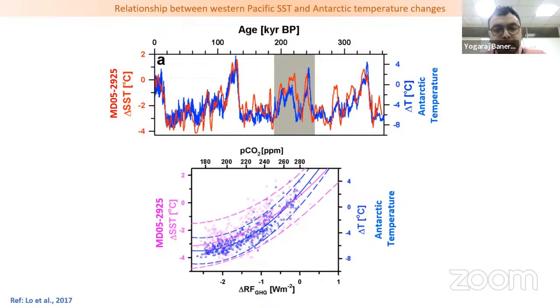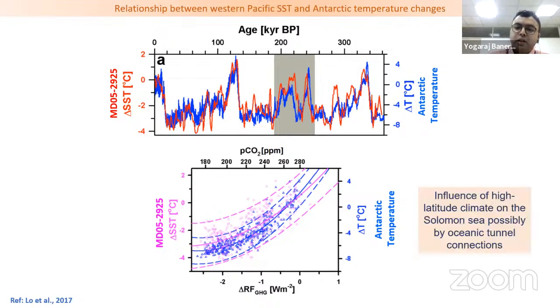And in panel B, it has been shown with both the records of temperature, the MD 2925 derived SST reconstruction and the temperature from the Antarctic region. If we compare it with the pCO2 concentration, both are very highly correlated. So it suggests that there is an influence of high latitude climate on the Solomon Sea, and this is possibly by the oceanic tunnel connections.